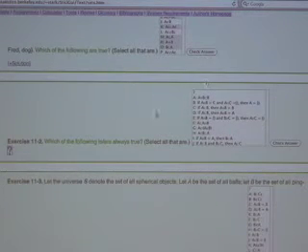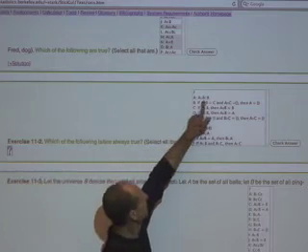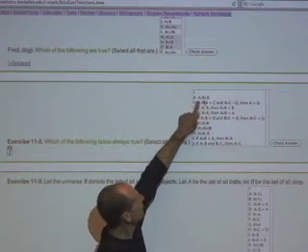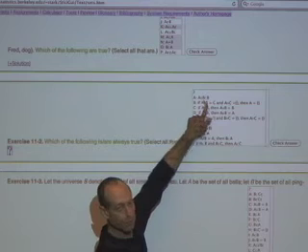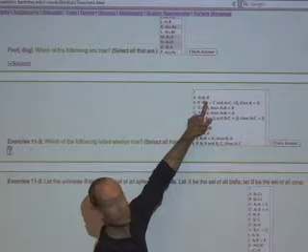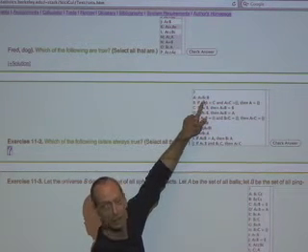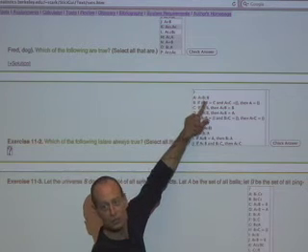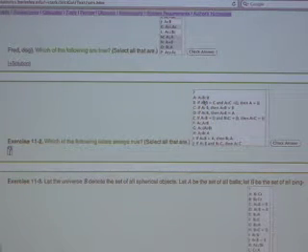Okay, which of these are always true? A union B is a subset of B. Right, okay, when I take B and then include in addition to B all the things that are in A, what I end up with might not all be in B, because there might be some elements of A that are not in B, in which case A union B has stuff that isn't in B. Right, so that's not necessarily true.